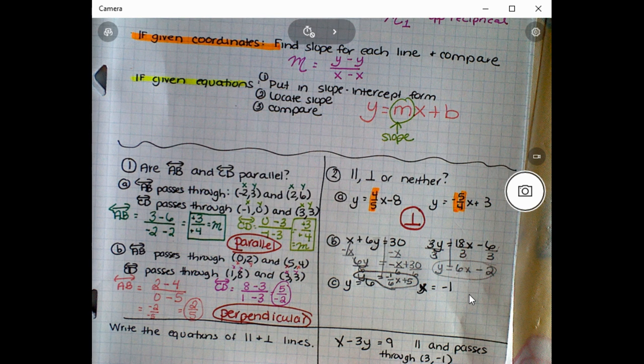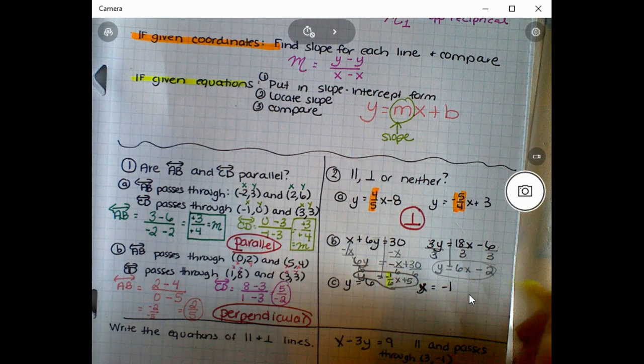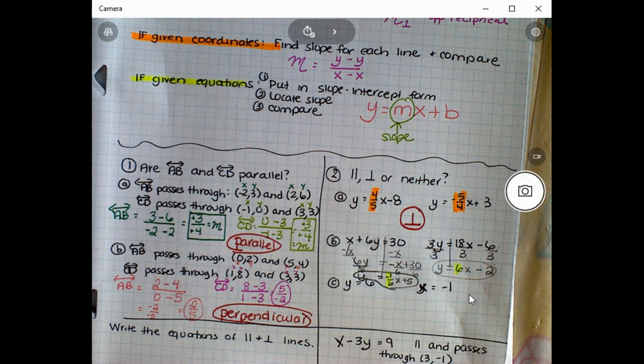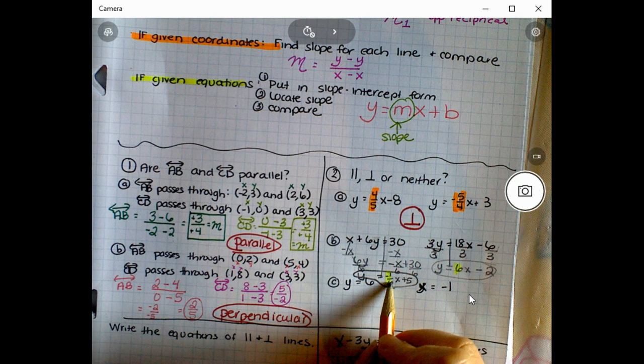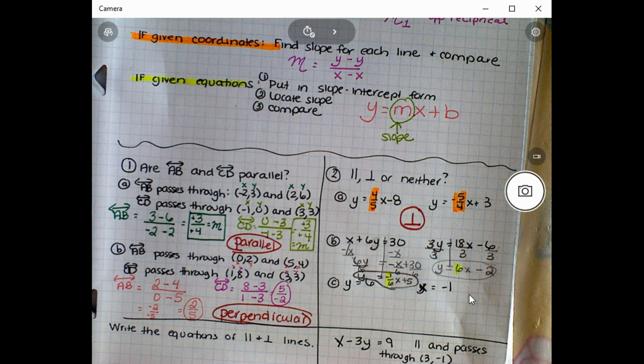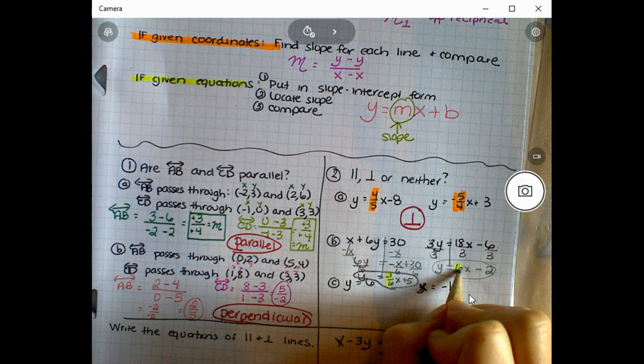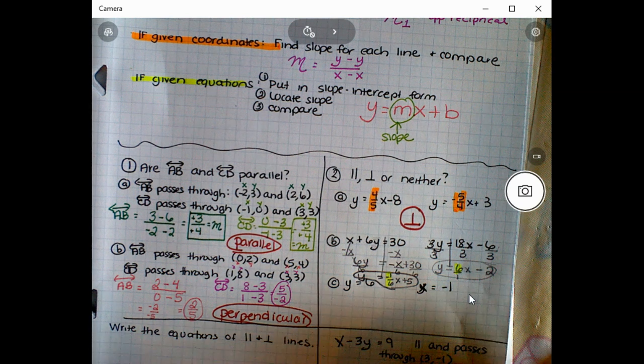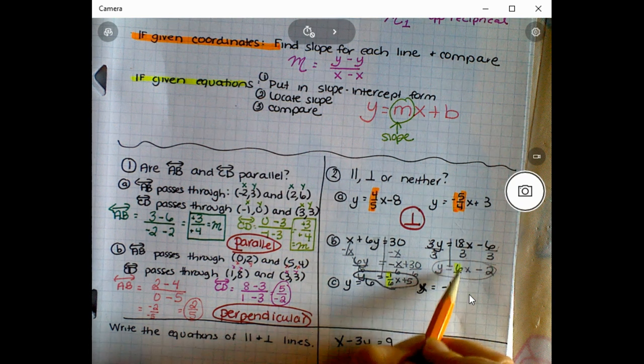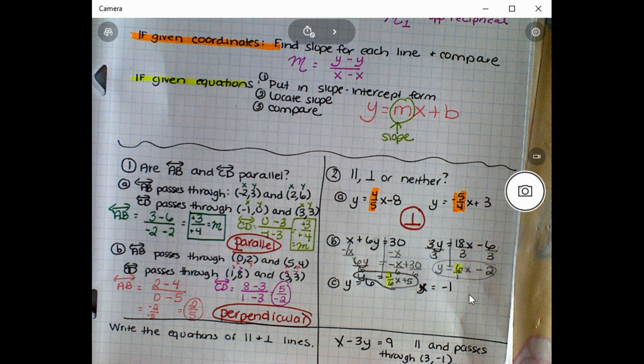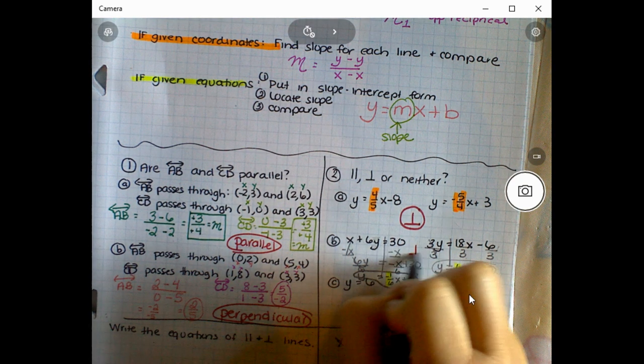We need to locate the slope. The slope is always what's with the x. So we have negative 1/6 and 6. Clearly, these are not the same. Okay? Since they are not the same, that means they are not parallel. We have a positive one and a negative one, so maybe they're perpendicular. And now we need to check for that reciprocal. Remember, this reciprocal means we're switching them. This one we could put over 1 just to make it into a fraction. Are negative 1/6 and 6/1 opposite reciprocals? Yes. So these are also perpendicular lines.